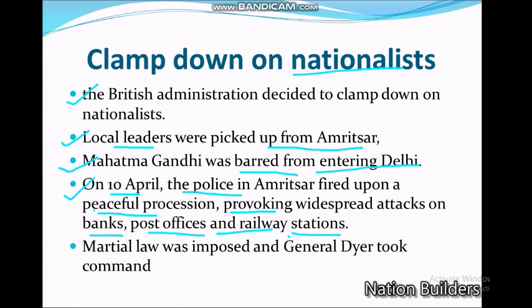This was a turning point in Indian history, and for the national movement also, as martial law was imposed. The martial law was imposed and General Dyer took command. The complete command was given to General Dyer. In this way, the British started to work to crush the Indian national movement. Now, after imposing the martial law, we will see what happened in Punjab.